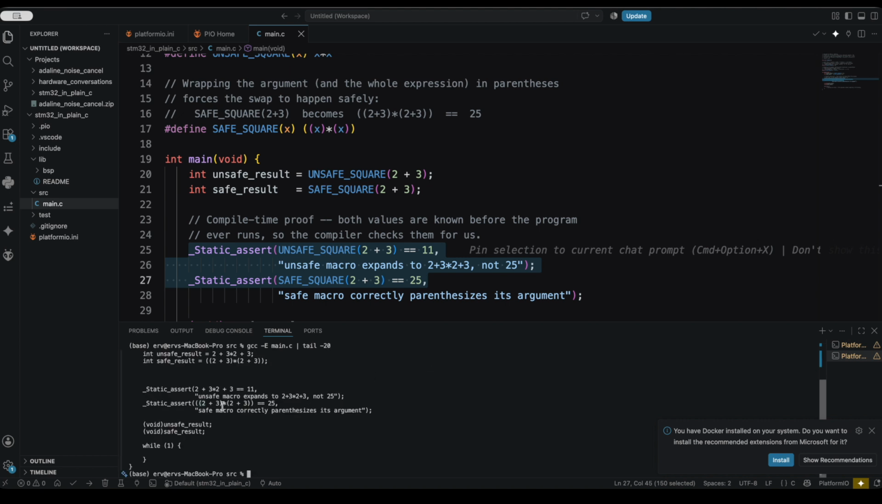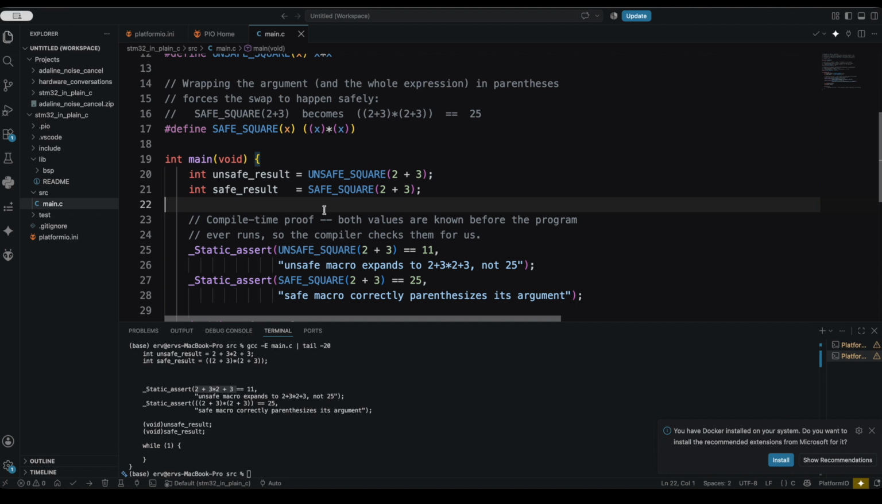There it is. (2 plus 3) in parentheses times (2 plus 3) in parentheses equal to 25, and this is 2 plus 3 without the parentheses, exactly as I said. That's not magic. That's literally what got typed in after the swap.